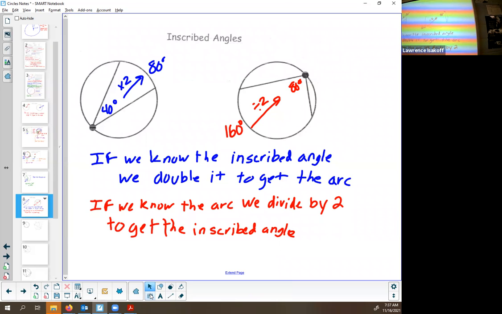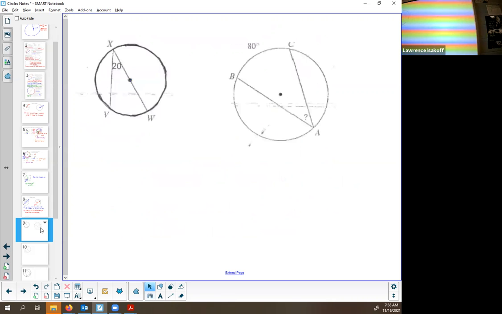So that's our big idea here. Again, I know it's one of those things, it's not like, oh, all we're doing is multiplying and dividing by 2. We'll get problems that are a little more complex than that. Any questions on this initial idea? Okay, let's look at it in action here.